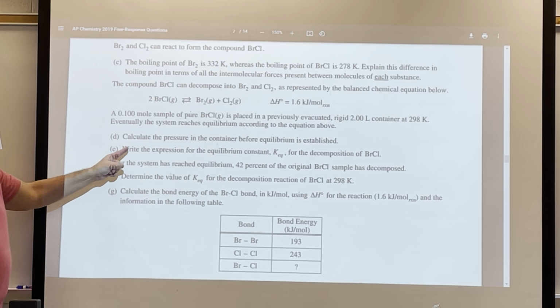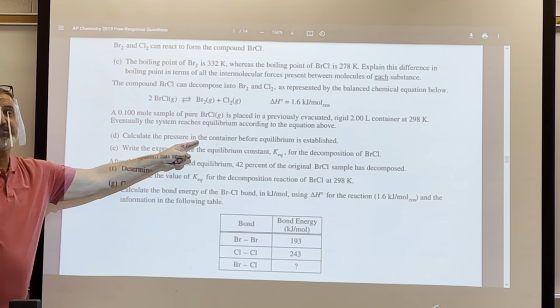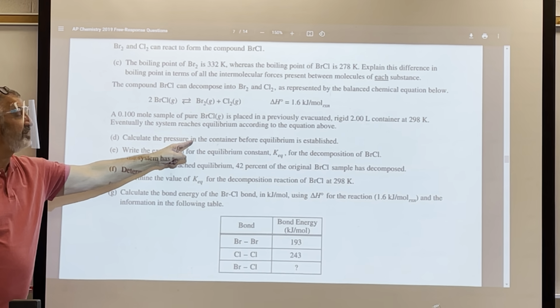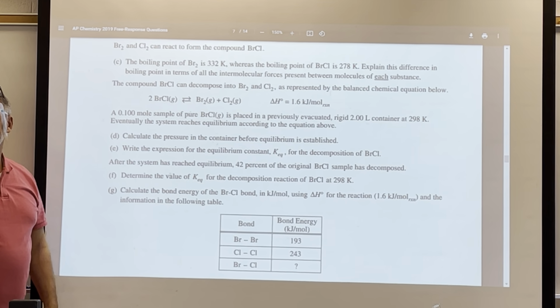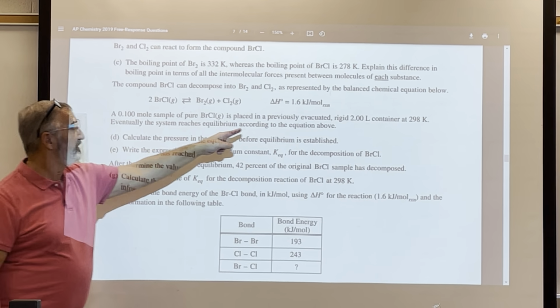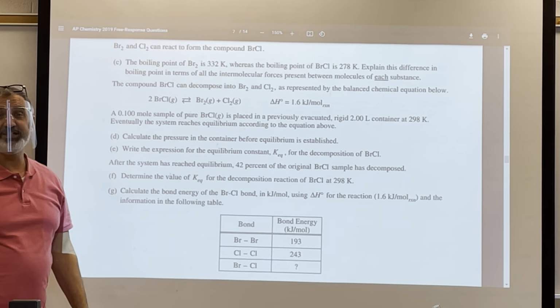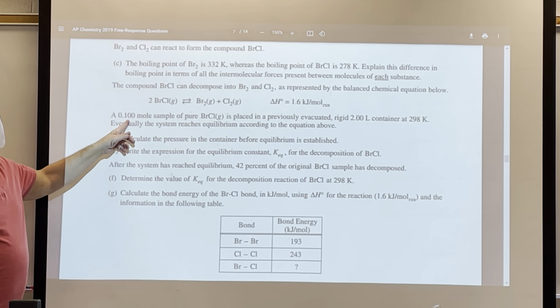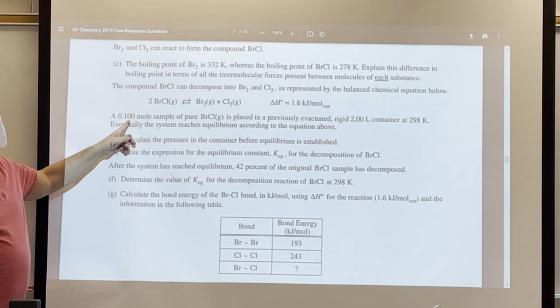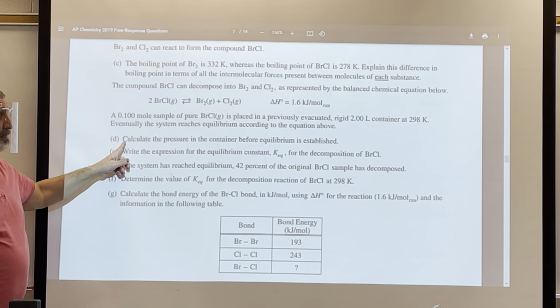So here we have this: calculate the pressure in the container before equilibrium is established. So what are we going to do here? You got moles, you got volume, you got temperature, PV equals nRT, right? And you even already have moles, so that's easy. So P equals nRT over V. Piece of cake. Again, easy money point.